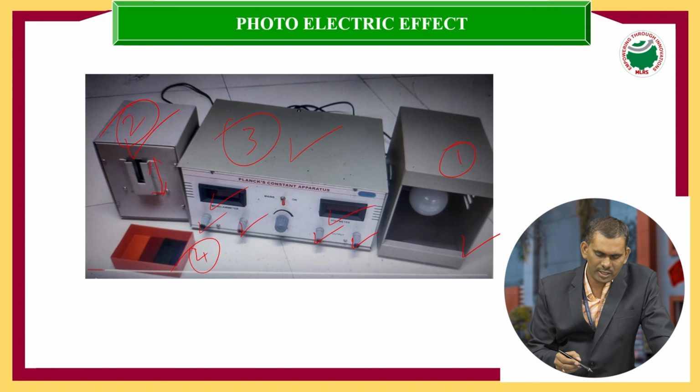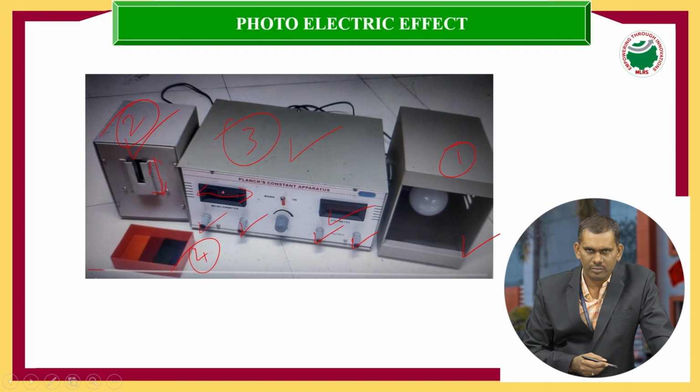This photocell is connected to experimental setup 3. That is the reason whenever we make a particular wavelength incident on the metal surface, you can see in the ammeter how much current is produced in the metal surface. In this ammeter you can see the reading, how much current is produced for that wavelength.